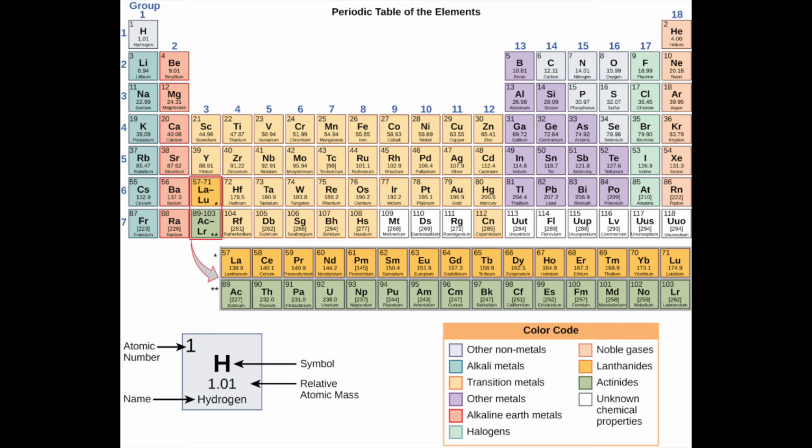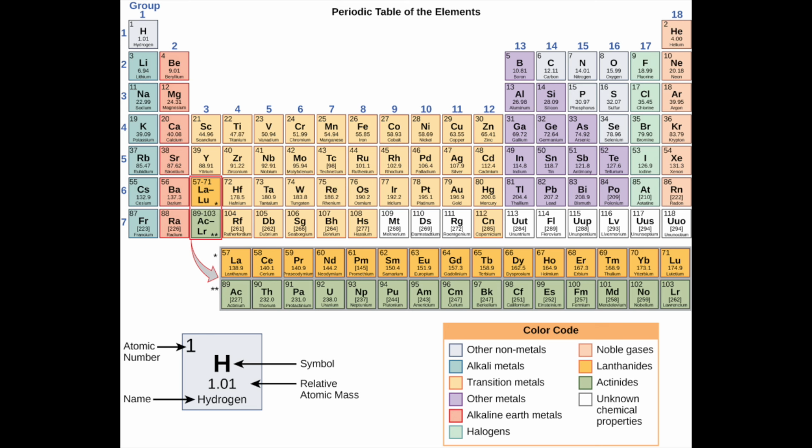They also tend to be shiny and silver in color, and solid at room temperature. Non-metals are those to the top right-hand corner of the periodic table. There aren't too many of them. They tend to be poor conductors and brittle, and generally they're gases at room temperature. Classic examples include oxygen, nitrogen, and things like that.